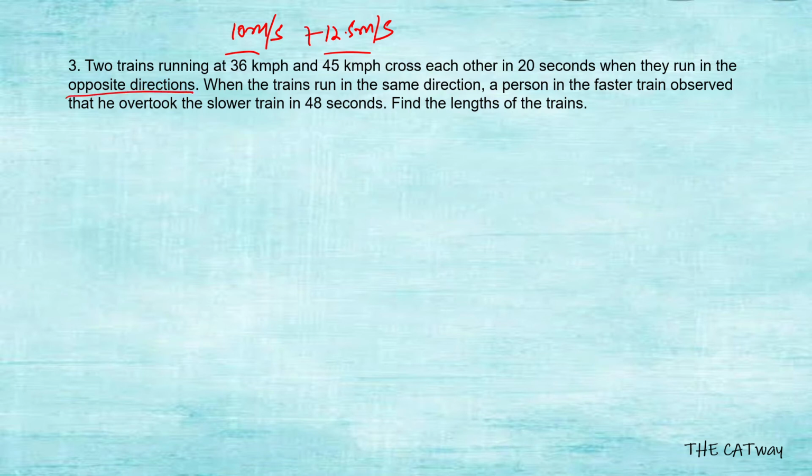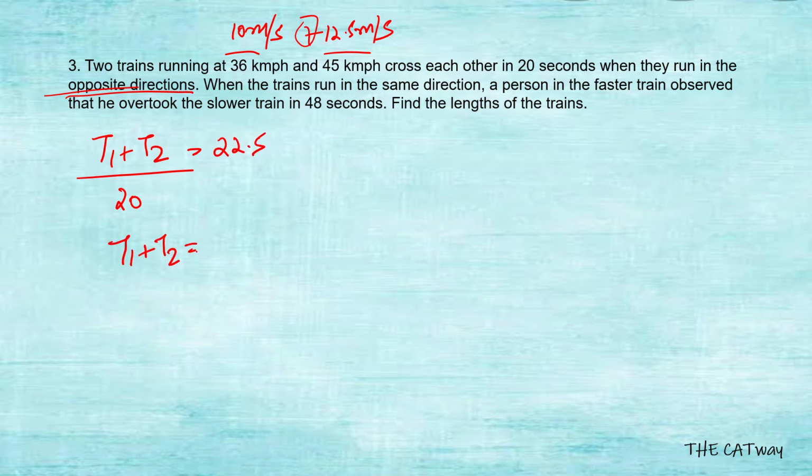So what we know is that the total distance is going to be the length of train T1 and the length of train T2. So distance upon time, time is 20, is equal to speed. Speed is going to be relative here, and that too of addition because they are in opposite direction. So the total speed will be 22.5. So from here we can calculate the length of both the trains to be 22.5 into 20. That will give me 450 meters.